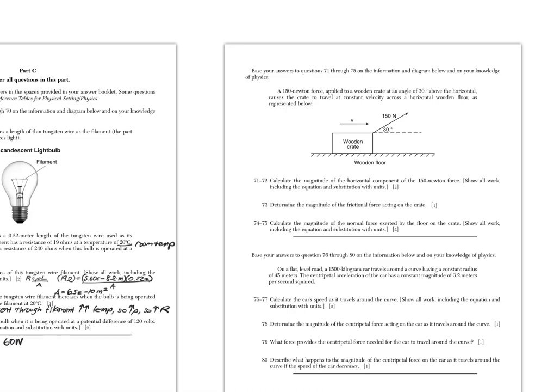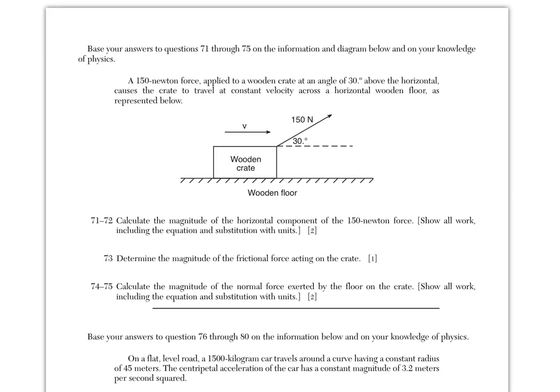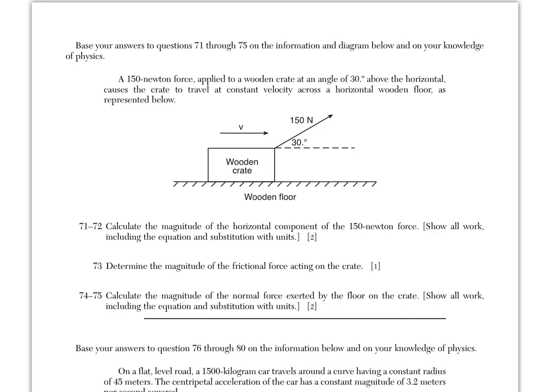Let's move on to 71 through 75. So we have a crate being pulled on a wood floor by a force at an angle of 30 degrees, 150 newtons, applied to a wooden crate on a horizontal floor, at constant velocity. This tells me that the net force is 0. Of course, the horizontal wooden floor is represented below.